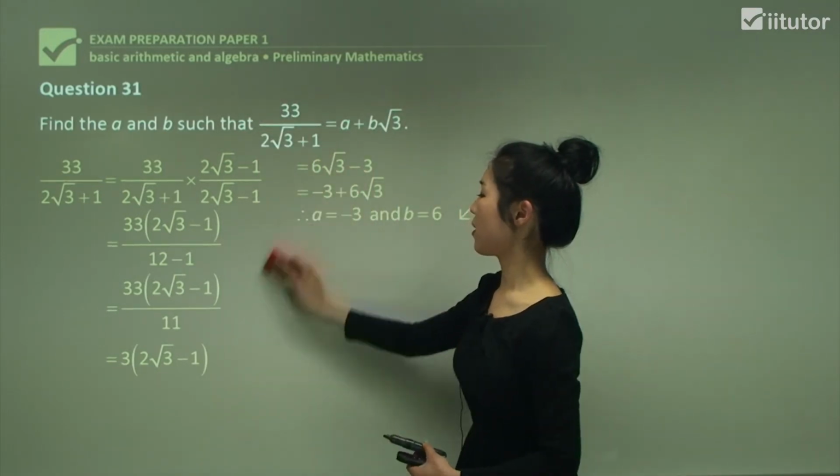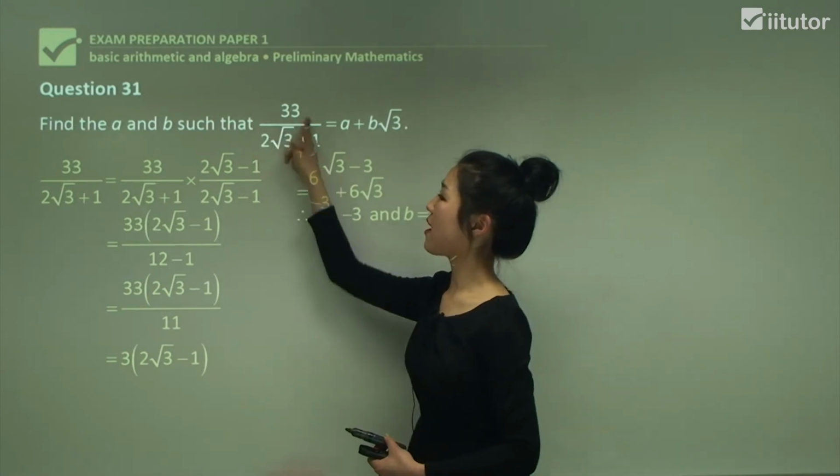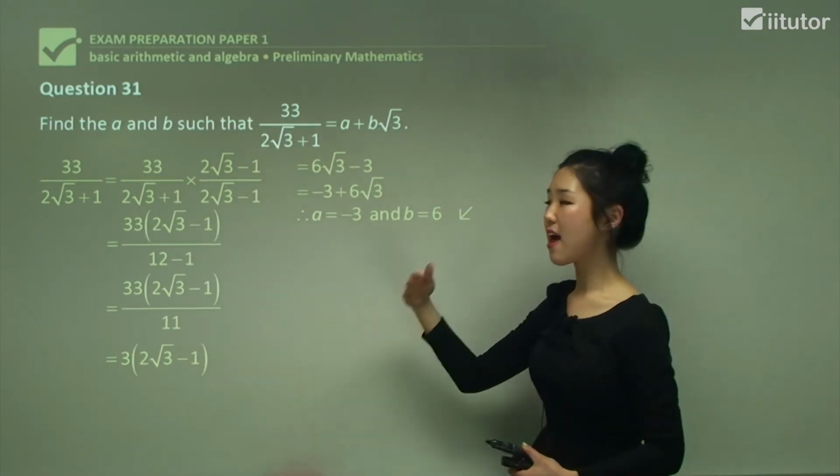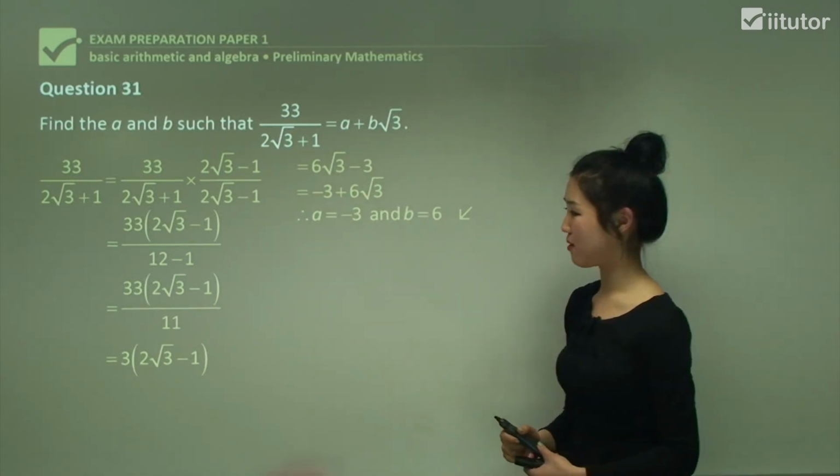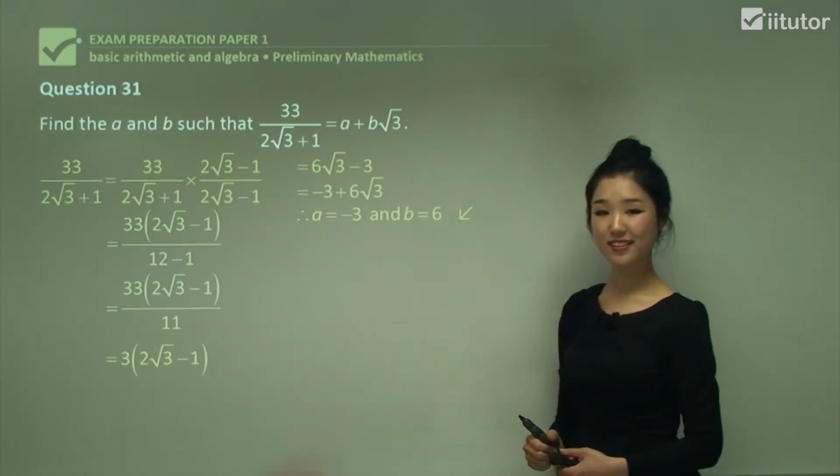So the key to this question is trying to simplify this fraction here by rationalizing and then compare your solution with this part here. Okay, and you can get a and b very, very easily. Alright, so let's move on.